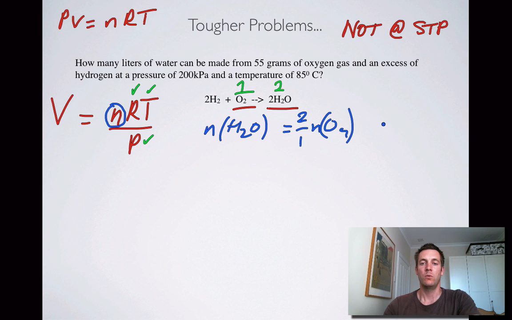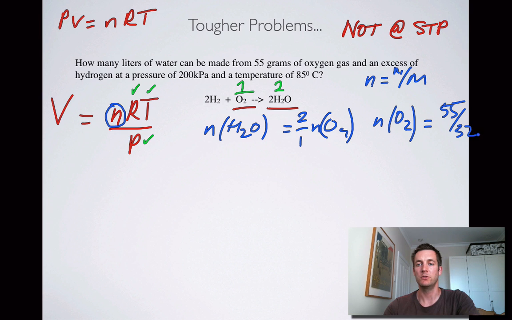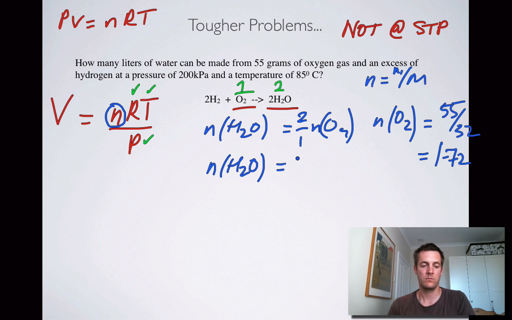What is the number of moles of oxygen? Well, we know that n equals little m over big M. So that is 55 over 32 for oxygen. And 55 over 32 is 1.72 if we're talking about 3 significant figures. So that means that the number of moles of water is twice that, which is 3.44. We now know the number of moles of water and we can plug that into there.